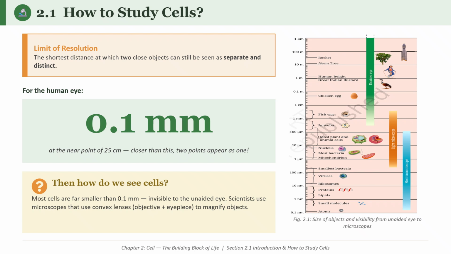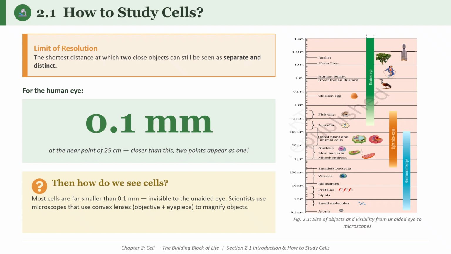When you take viruses, they are even smaller, so they are measured on the nanometer scale. These sizes are far below 0.1 millimeter and the cells cannot be seen without magnification. So in order to study these cells, we need special instruments like the microscope that can magnify and also resolve such tiny structures. How do we see cells, children?